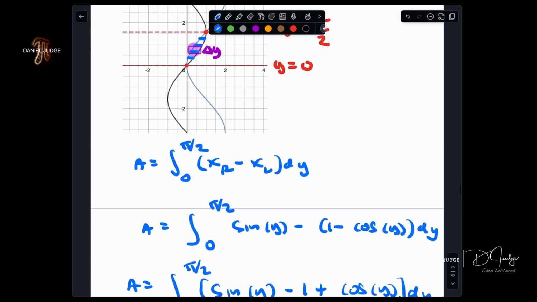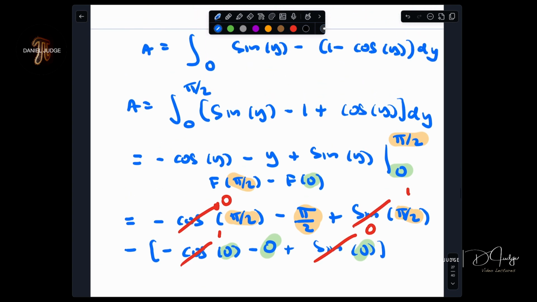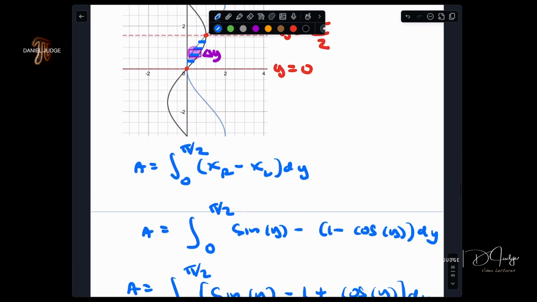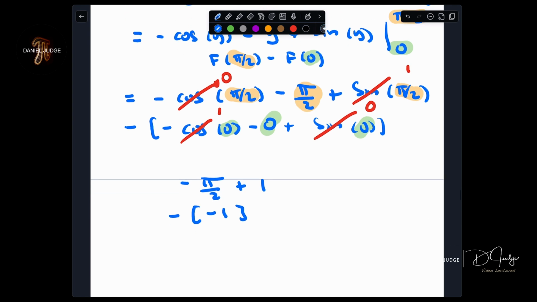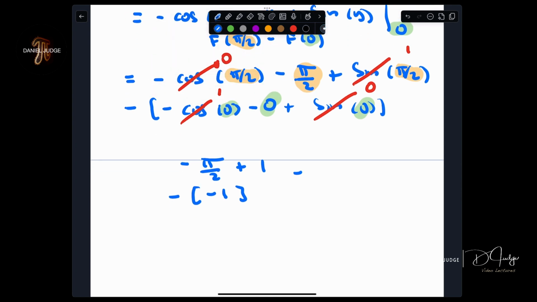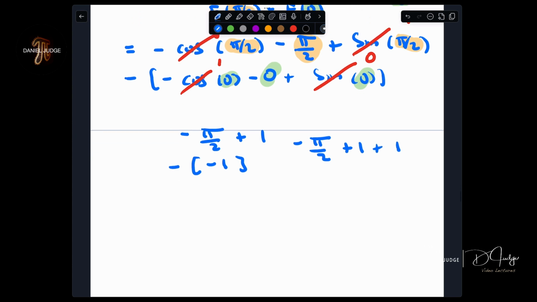All right, let's double check here. Y is 0, pi over 2. Is that pi over 2? Okay, let's double check. Negative pi over 2 plus 1 plus 1. So it looks like this is 2 minus what? Pi over 2. And that sounds about right because it's a positive answer.